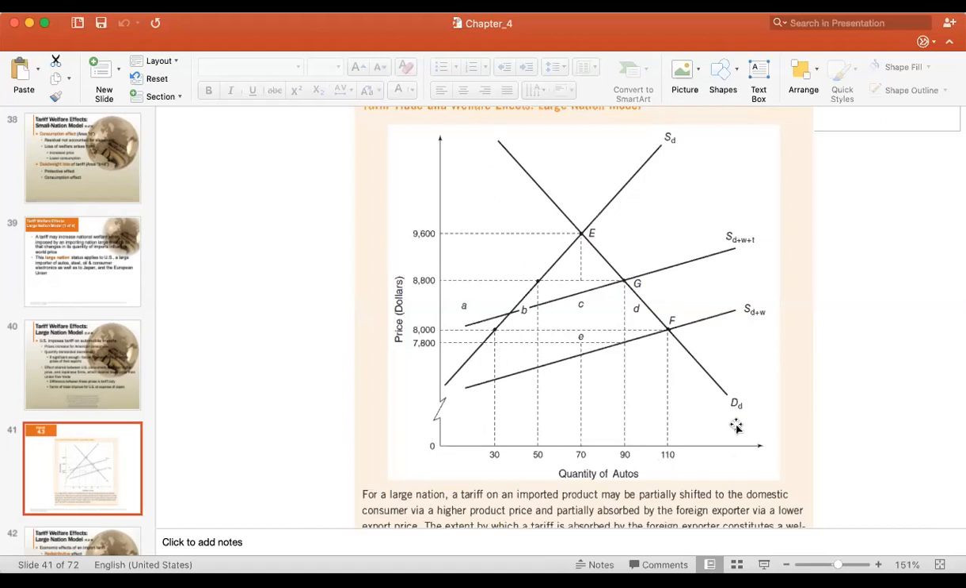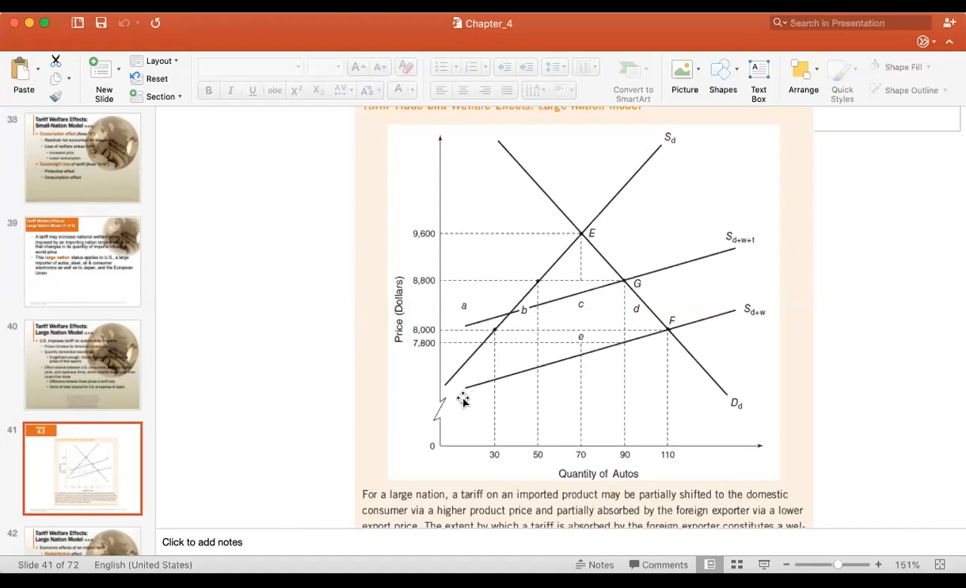Now, this large country does not face a perfectly elastic world supply. This country now will face an upward sloping world supply curve. It is obviously, as you can see, flatter than the domestic supply. The domestic supply is much steeper. The world supply plus domestic supply is much flatter.